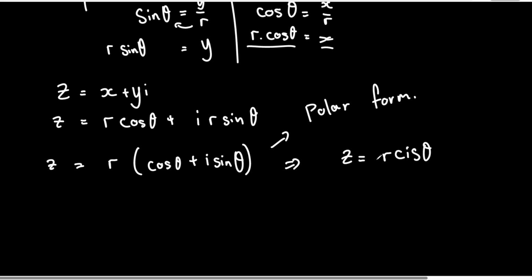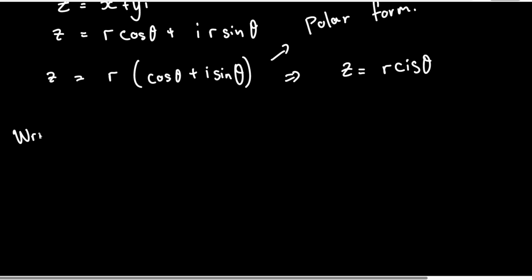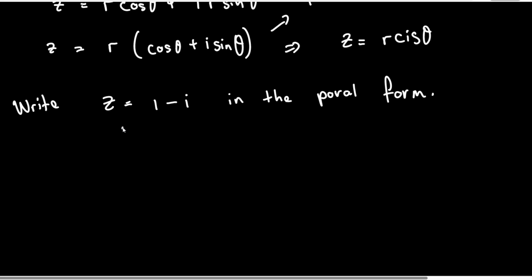So let's do one example. They ask us to write, let's say z is equal to, so again, we're currently in the Cartesian form, 1 minus i, in the polar form. Okay, so what do we know? Well, we know that x in this case is equal to 1, and we know that y is equal to -1. So this is now very, very easy. What we can do is easily find the modulus. So let's find the modulus r, or you can write |z|. And we know that this is the square root of x squared plus y squared. So that's going to be the square root of 1 plus (-1) squared. So the modulus is root 2.